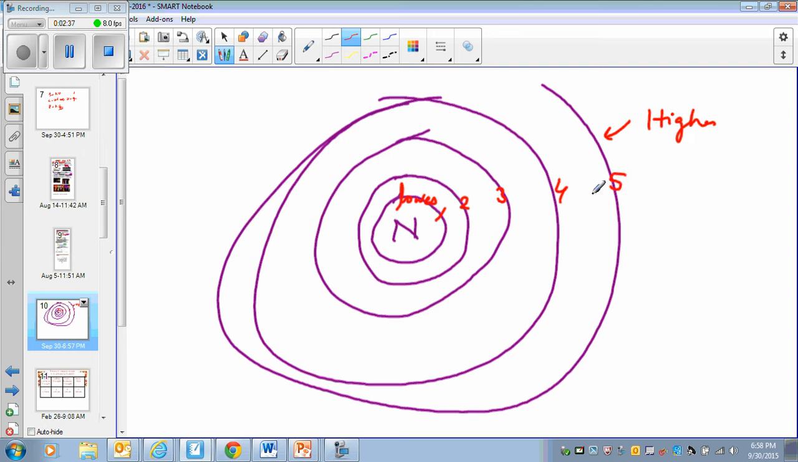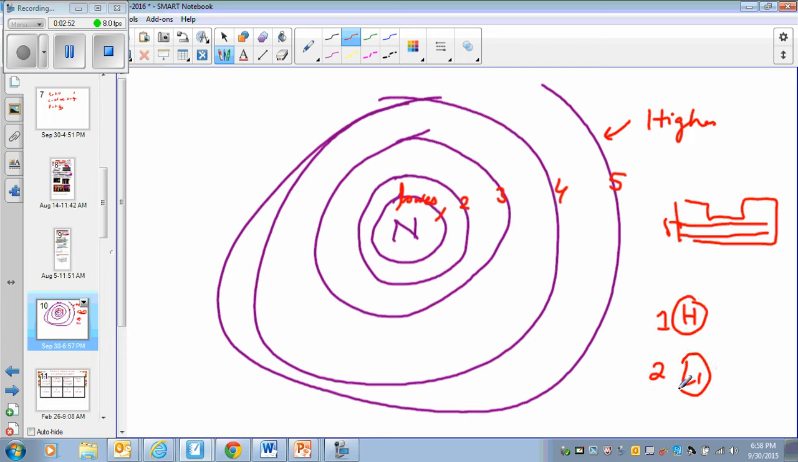How many energy levels any element will have depends on which period it's in. So this element that I just drew is in period 5 of the periodic table. Everybody who is in period 5 has 5 energy levels around it. Anyone who is in period 1 has only 1 energy level around it. Anyone who is in period 2 has 2 energy levels around it. So this is how the energy levels work. As I said, this is the ground state, the lowest energy state, and this is the highest energy state.